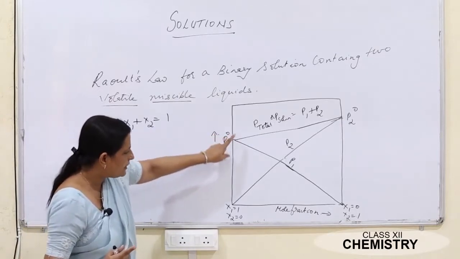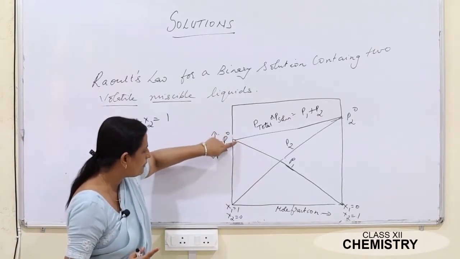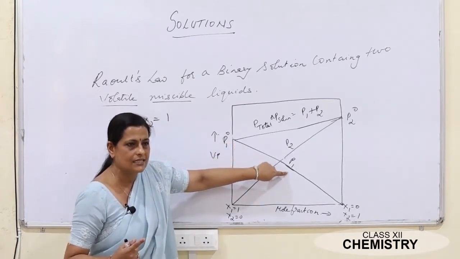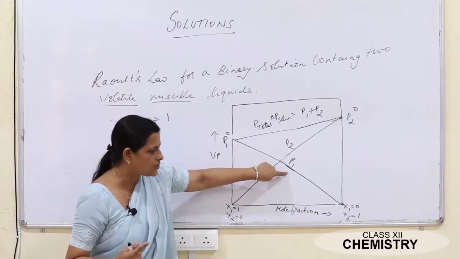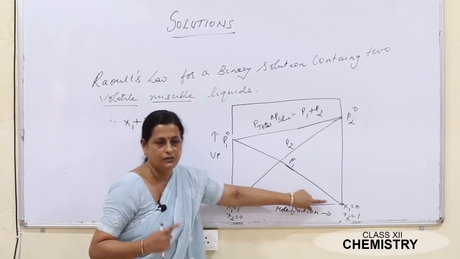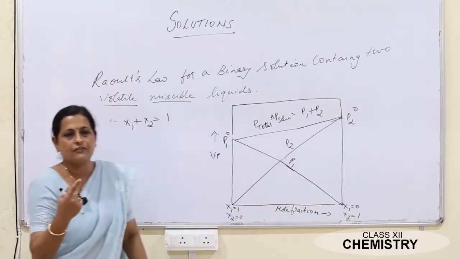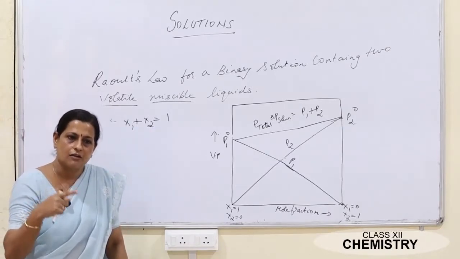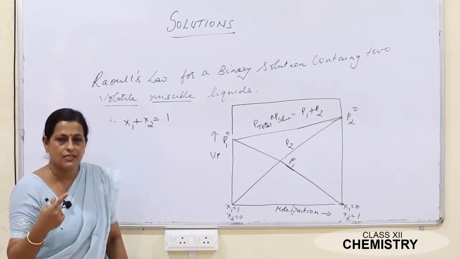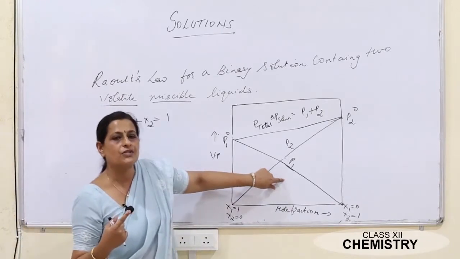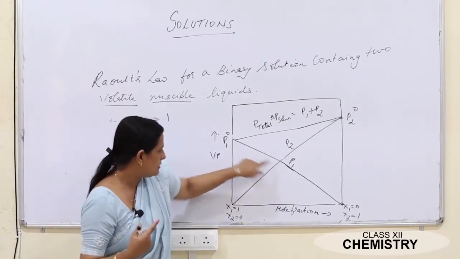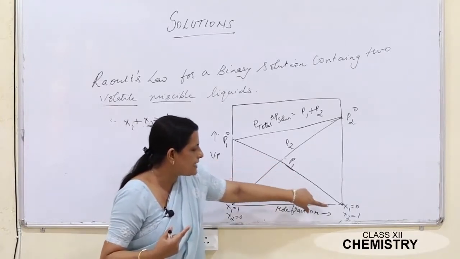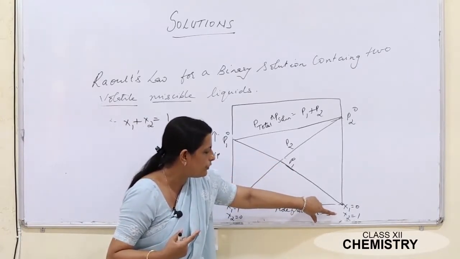And you see this graph, when it goes towards the right, what is happening to the vapor pressure of component 1? It is decreasing. Why is it decreasing? Because it is coming in contact with component 2. So what happens to the escaping tendency of component 1? It decreases because the surface is also occupied by what? Component 2. So its vapor pressure is decreasing. Got it? So the vapor pressure of component 1 decreases as it comes in contact with component 2.